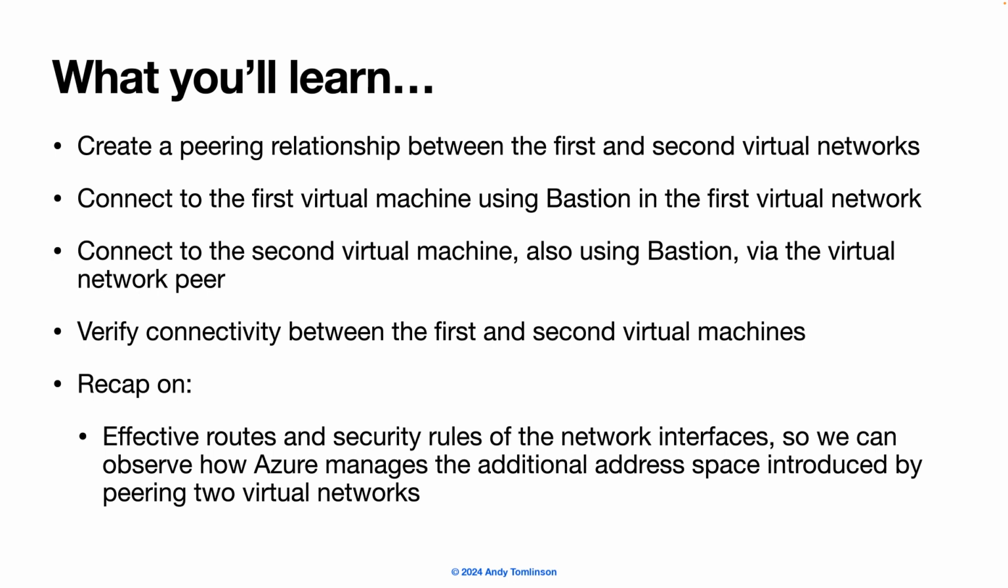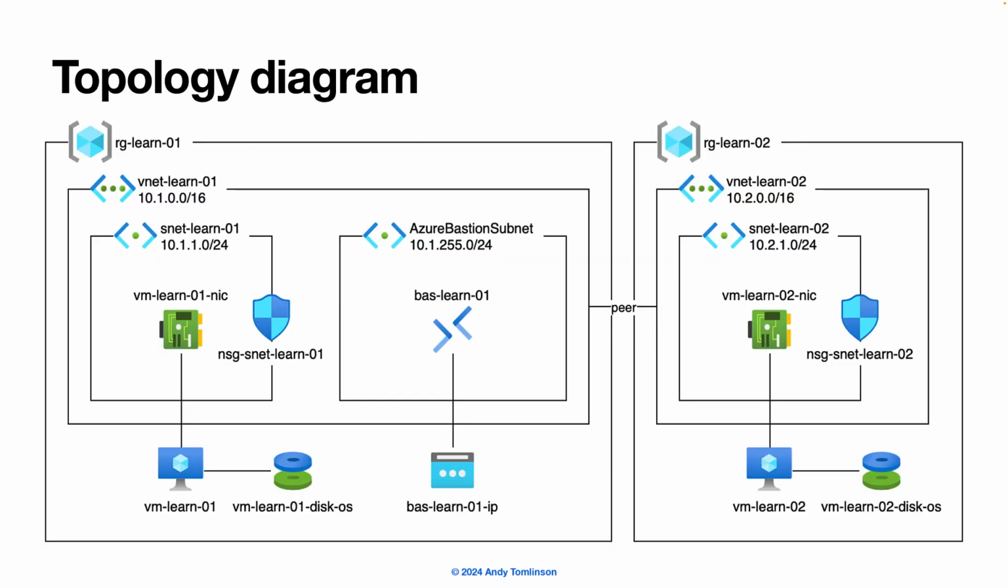And finally, we'll recap on the effective routes and security rules of the network interfaces so we can observe how Azure manages the additional address space introduced by peering two virtual networks. Let's review the topology diagram for this lesson.